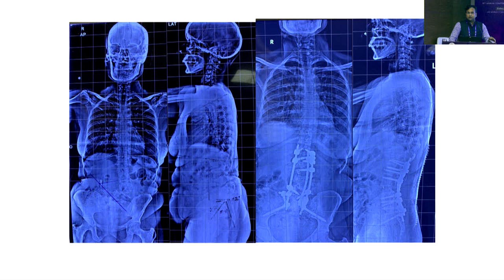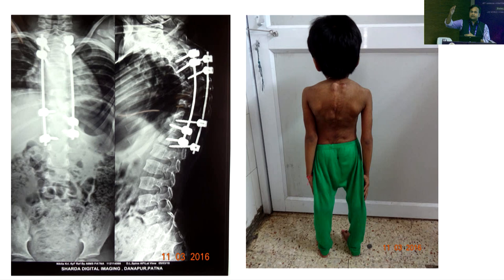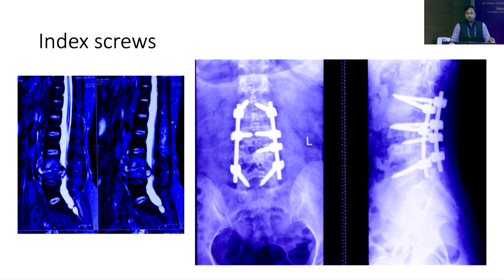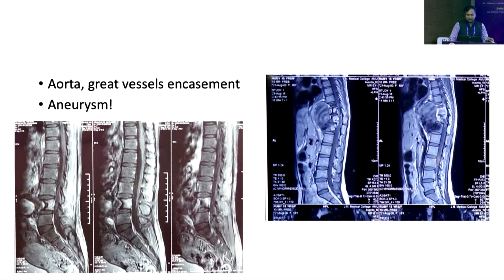In these sort of long fixations, you should not leave too many segments uninstrumented in between. They are bound to fail, and these sort of complications happen. So the alternate screws are very useful when you are operating these sort of cases. Index screws in the lumbar spine, you need not follow these extensive instrumentations. Again, you can use the shorter screws, and you can get a good outcome.